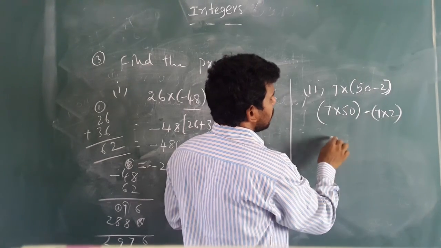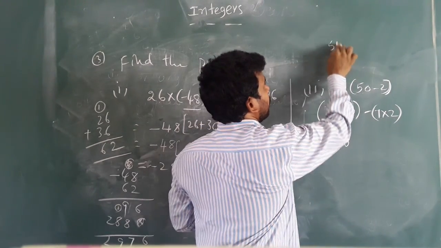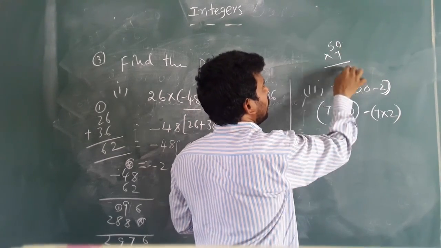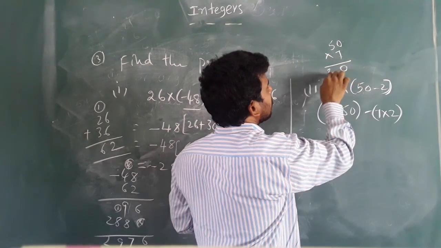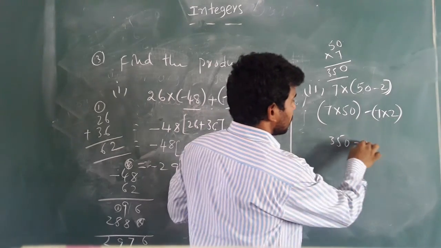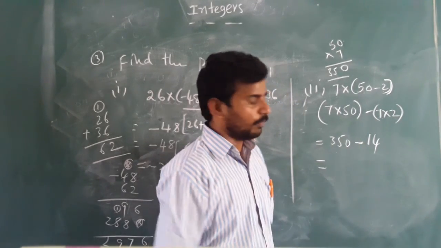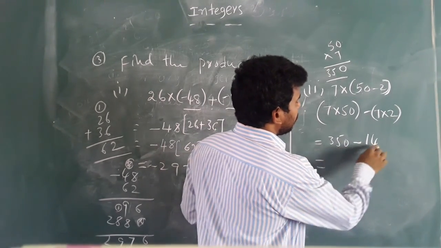7 50s, how much, children? 350. Do here 50 times 7. 7 0s are 0. 7 5s are 35. So what is the value? 350 minus 7 2s is 14. 7 2s is how much, children? 14. Now do subtraction. 350 minus 14.